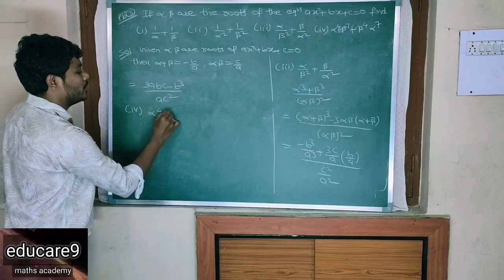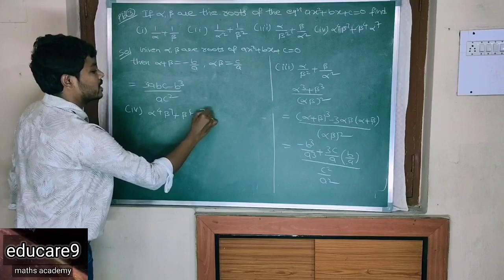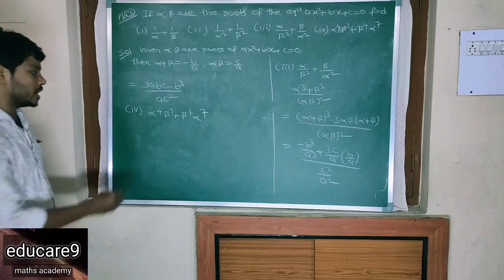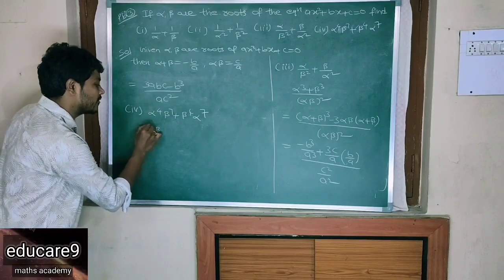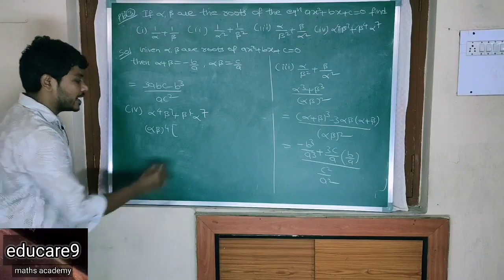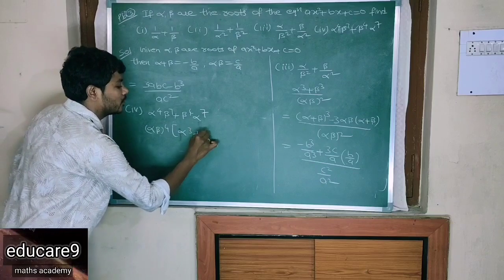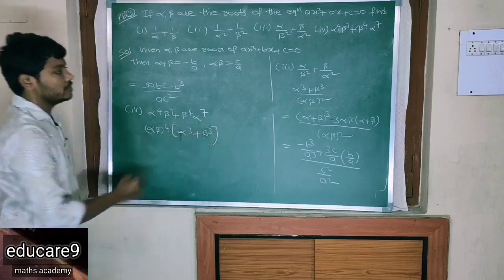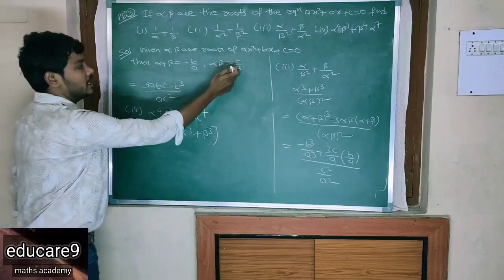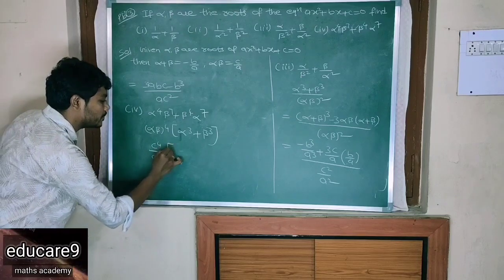Okay. Next one, fourth one. Alpha power 4 beta power 7 plus beta power 4 alpha power 7. So in both terms alpha power 4 beta power 4 is common. So that is alpha beta whole to the power of 4. So you get beta cube plus alpha cube, that is alpha cube plus beta cube. Now what is alpha beta? C by A. That is c power 4 by a power 4.